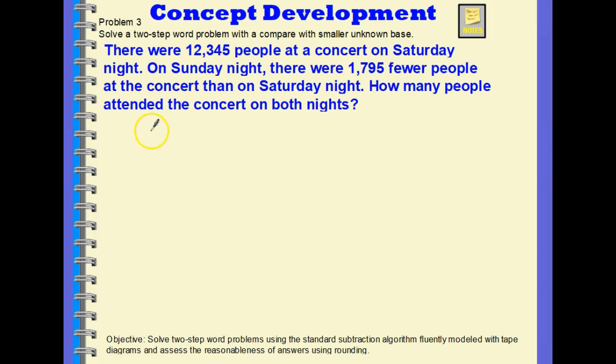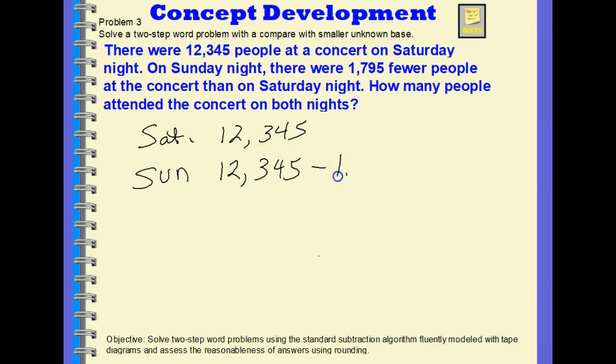Okay, so let's see. Saturday was 12,345. Sunday was 12,345 minus 1,795. Okay, so let's work this out and see what that is. So 12,345 minus 1,795.